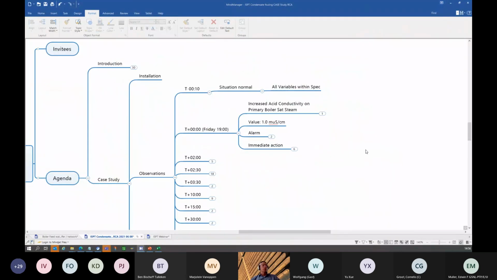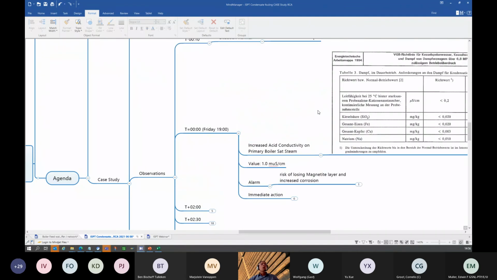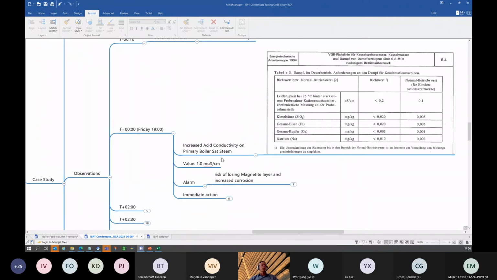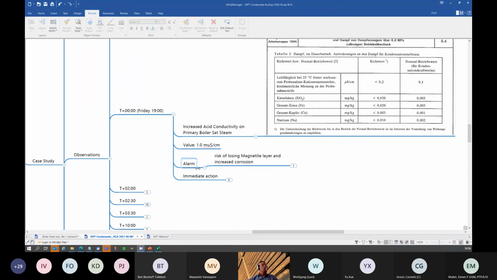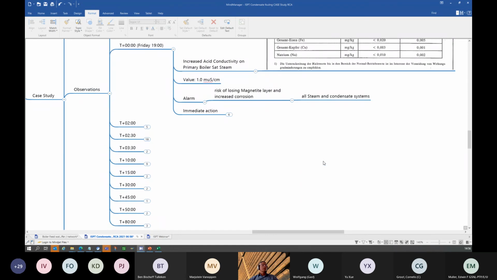All of this is also reported in standard systems. So everything was all right on Friday at 7 o'clock, just before dinner time. And then there was an alarm because the acid conductivity was going up. We want to have an acid conductivity at 25 degrees that's less than 0.2, and normally we run at 0.1. Unfortunately, it rose to 1, which is way too high. So we were having the risk of losing the magnetite layers, and that for all steam systems.